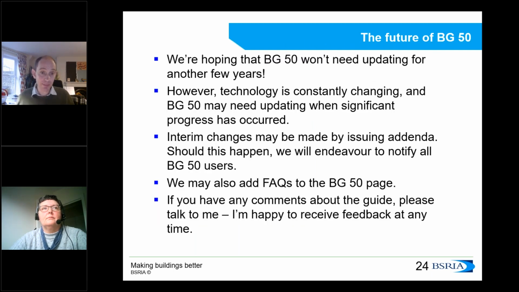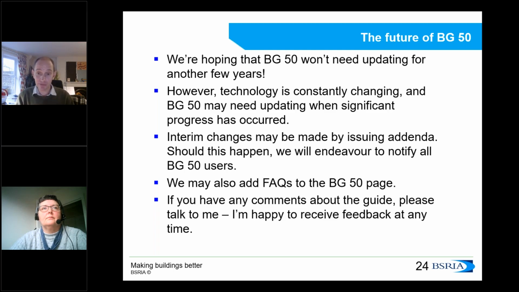So BG50 has been out for a couple of months now. I'm hoping that we're not going to need to update it for another few years. It was quite a big effort to update it. That was after 8 years. I don't know when the next update is going to be. It all depends what happens out in the world. We may get new technologies that need to be covered in the guide.